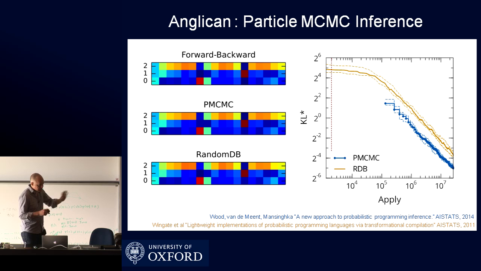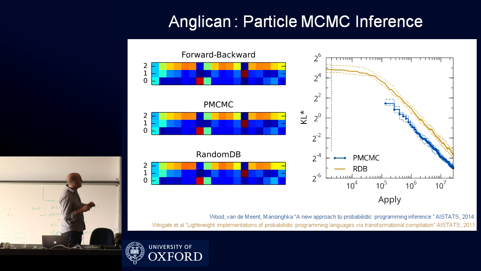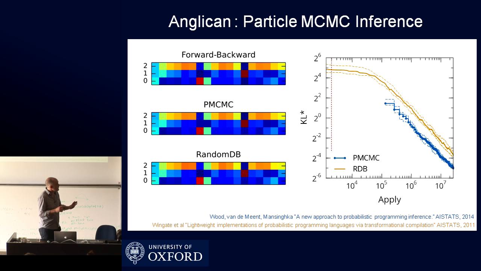Here's the ground truth computed by forward backward. Here's the result from PMCMC. Here's the result from RandomDB. They both converge, and they converge at the same rate, but there's this offset, which is kind of interesting.